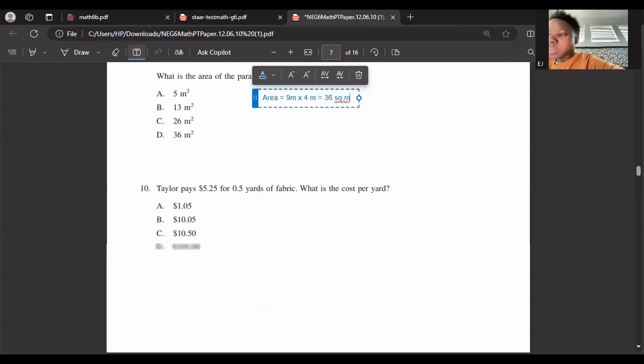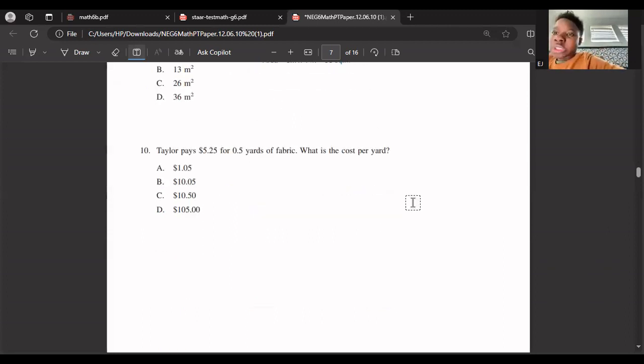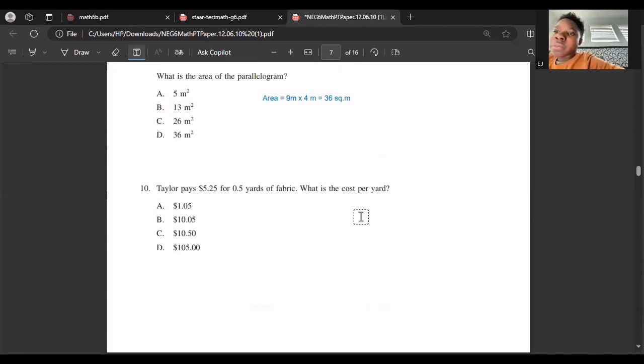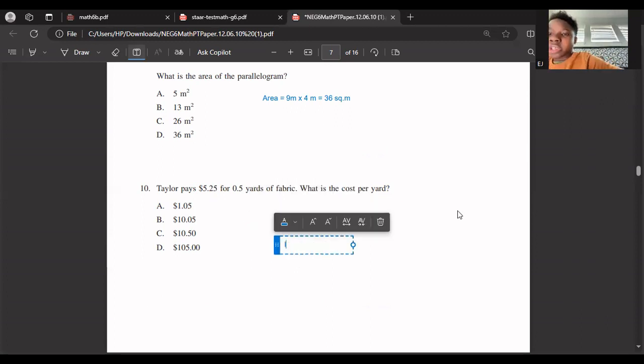All right, over to you. Taylor pays $5.25 for a half a yard of fabric. Great. What's the cost per yard? So you know what to do. Hold on a second. Something doesn't feel right. It's very simple. Understand the grammar. Understand the expression. Taylor pays $5.